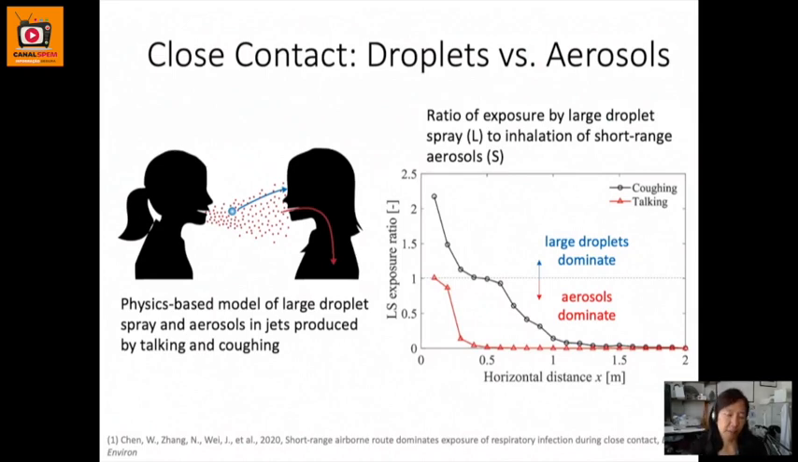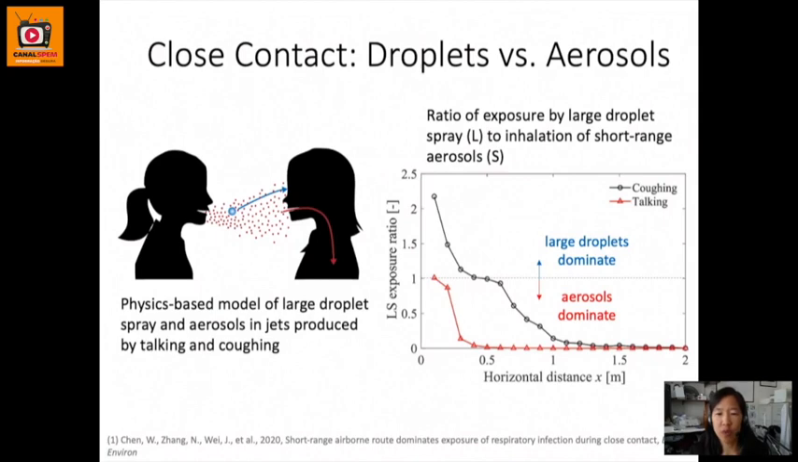And this refers to the total volume of droplets or aerosols that the other person is exposed to. We're assuming that the amount of virus scales with the volume of those droplets, which is a separate point of discussion. But if you read this graph, what it shows on the x-axis is the distance that the two people are apart. So we're going from 0 to 2 meters. The y-axis shows this ratio, L to S, so large droplet spray to short-range aerosol inhalation exposure.